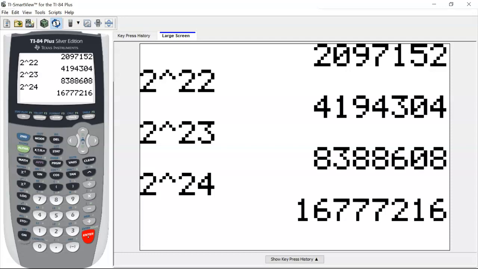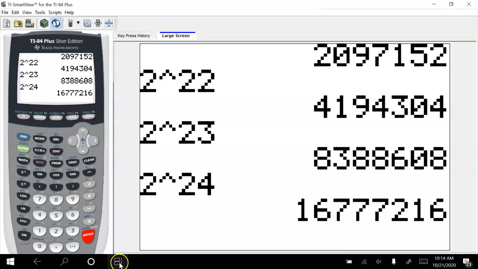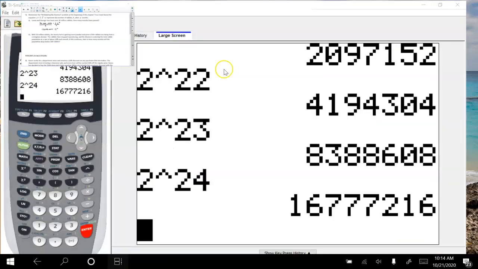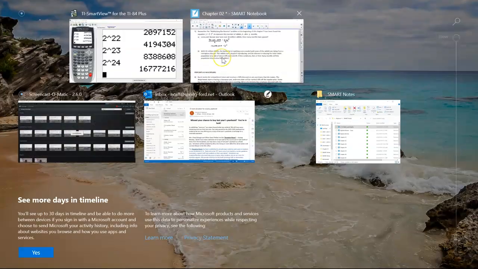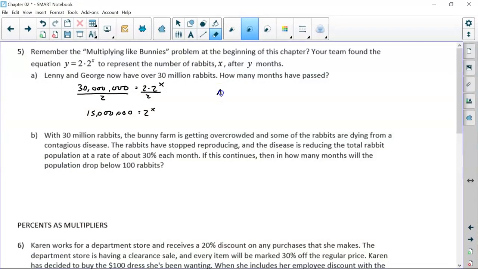So we're somewhere between 23 and 24 months that we would have that many rabbits. So let's just say about 24 months. It's between 23 and 24 months that we'd have that many rabbits. So with that many bunnies, the rabbit farm is getting overcrowded, and we're going to skip that one.